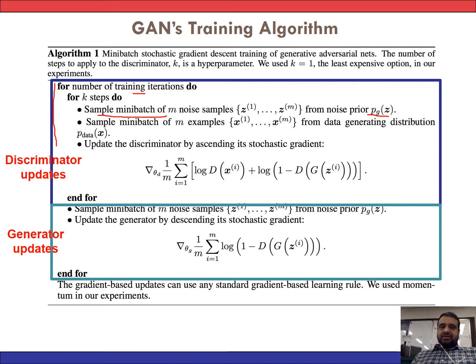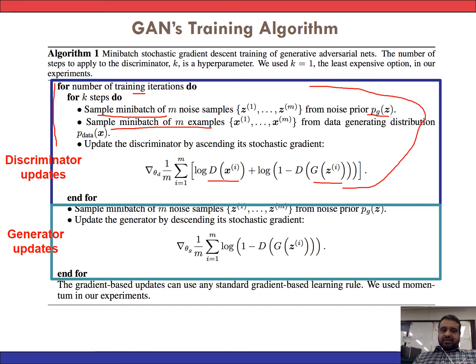Similarly, we sample or we take m examples from the data distribution. We provide them to the discriminator, where xi is the real example and G of z is the fake example, or the generated example, and we train the parameters of the discriminator by maximizing this objective function in each iteration. So this is the learning algorithm for the discriminator.